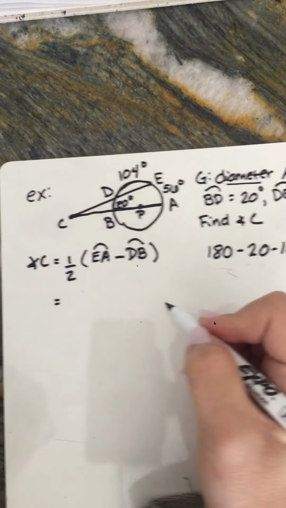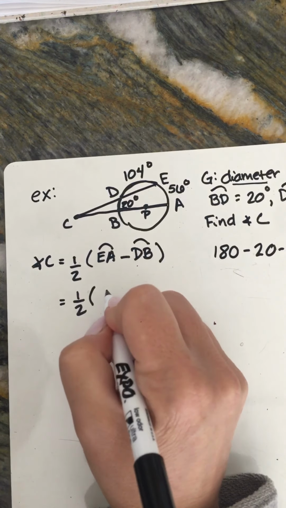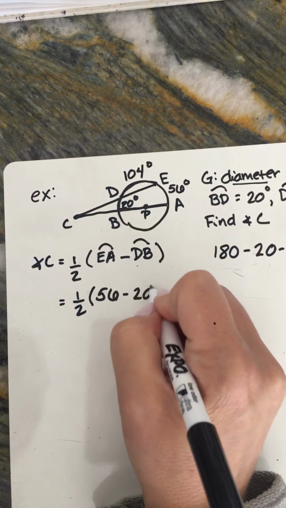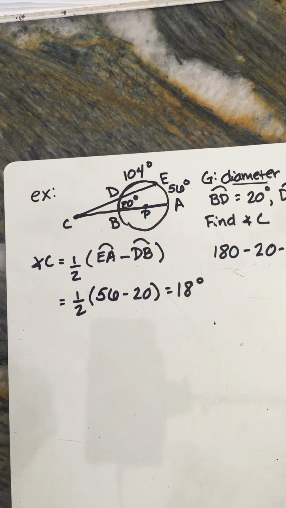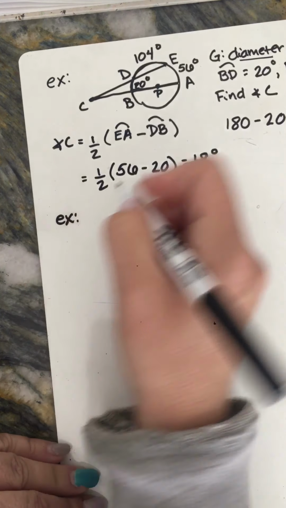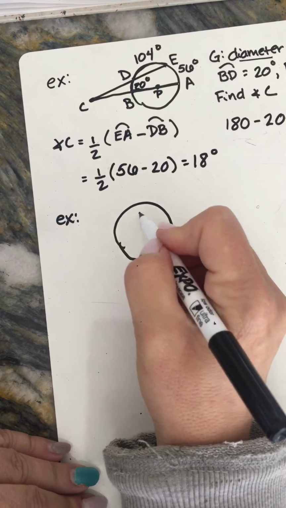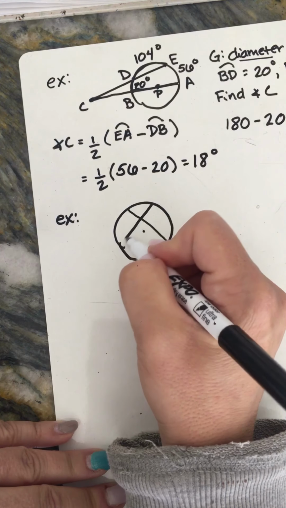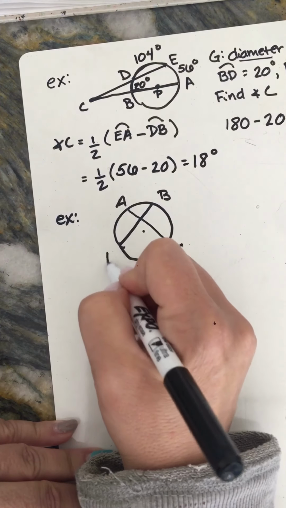So we can plug everything into our little formula. EA is 56 minus DB is 20. We're going to do half, so that's 18 degrees. Not bad, right? Okay, let's do another one. Let's do a chord. Let's see, we've got chord.